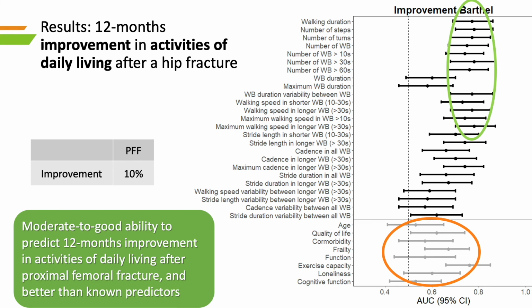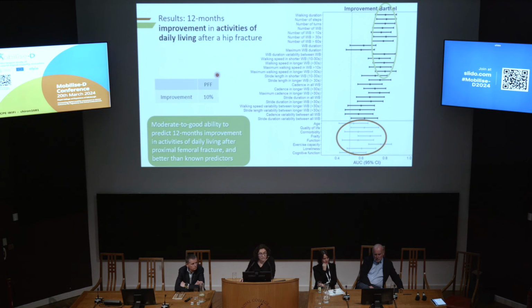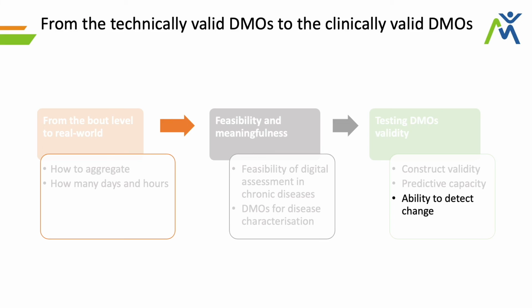We have tested other outcomes, and I'm showing just one example. This is the improvement in activities of daily living after a hip fracture. And apologies, because this is 6 months improvement, not 12 months. 10% of the patients with hip fracture improved their ADLs during this period. And again, we observed that the walking activity and gait DMOs have good ability to predict this improvement, which is much better than the ability of many known predictors.